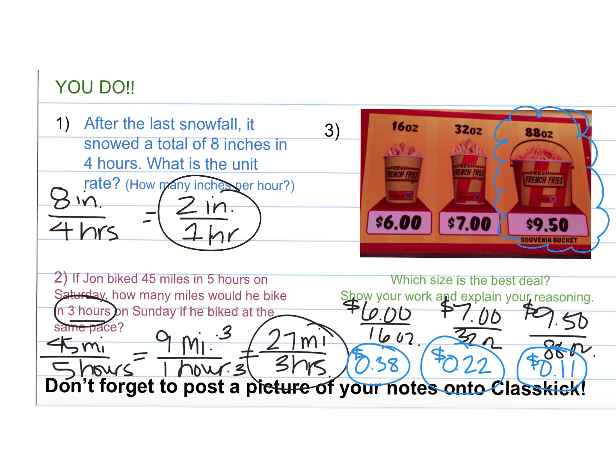We can also see that we go from $6 to $7. We only go up $1 here, but we're doubling the amount of fries that we get. Here we can see that we go up $2.50, but we are almost tripling the amount from 32 to 88. Not quite tripling, but I didn't even come close to doubling my amount of money from $7 to $9.50, yet I tripled the amount of fries. So that's another way where I can just look at it and know that that's probably the best deal. This we can just totally disregard.